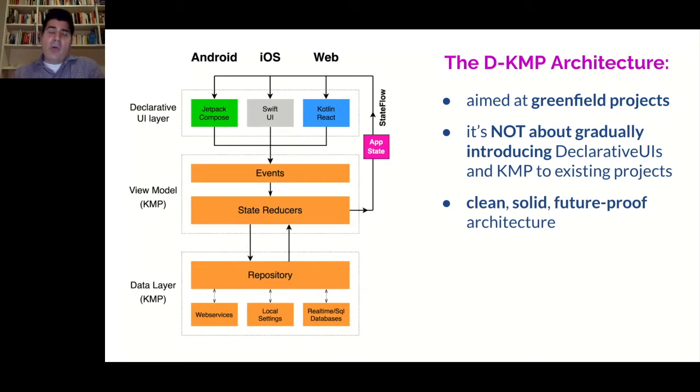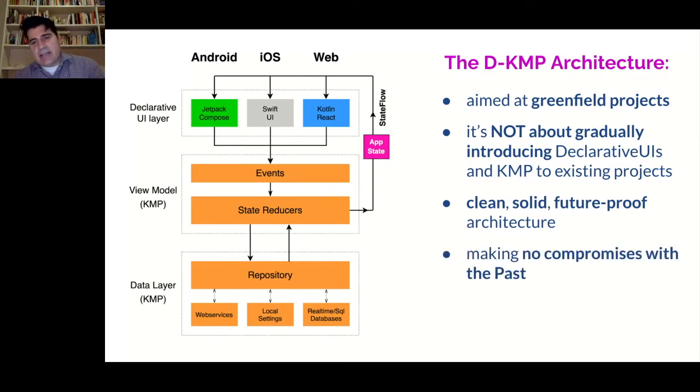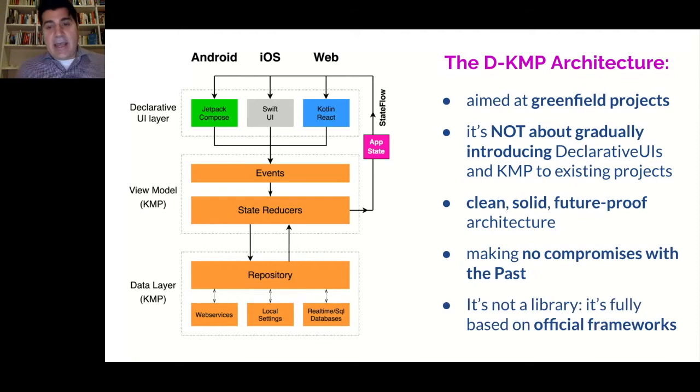Okay, so the aim of the DKMP architecture is to have a clean, solid, and future-proof architecture, making no compromises with the past. Very important also to say that DKMP is not a library. It's actually, as it's written, an architecture, and is fully based on the official framework. So you don't really need to go into third-party code. It's really the concept that it provides, and it uses all the things that already exist and are official.